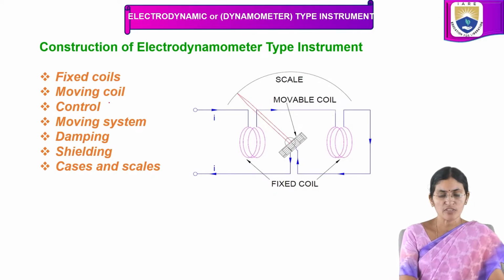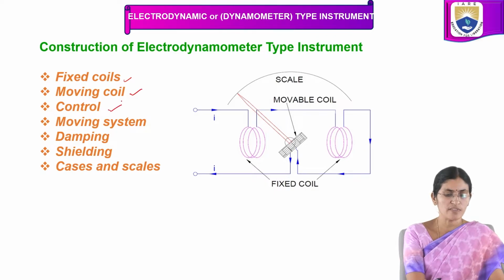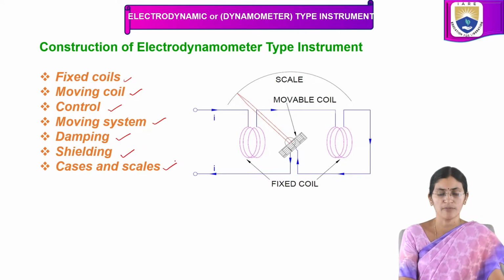Now coming to the construction of electrodynamometer type instrument. So these are the different parts of electrodynamometer type instrument. We have fixed coil, then moving coil, and then control system is there. Then moving system is there, and then damping system to produce the damping. Then shielding and cases and scales, these are secondary.